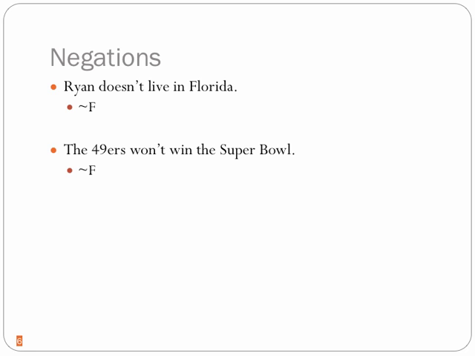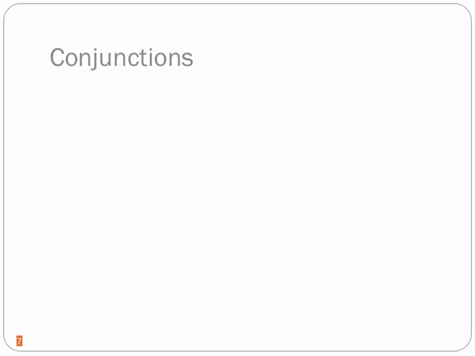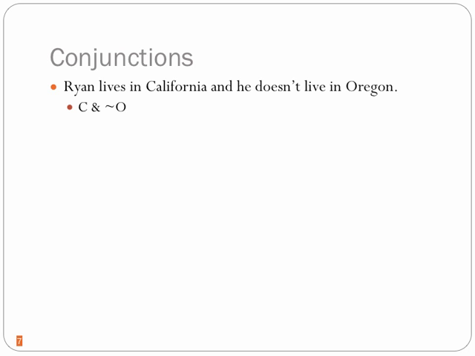Okay. Now, let's talk about conjunctions. Conjunctions are and statements. For example, this statement, Ryan lives in California and he doesn't live in Oregon. Well, there are two parts of that. Ryan lives in California. Let's say that that's C. And let's say that Ryan lives in Oregon is O. So then this is going to be C and not O, because he doesn't live in Oregon.